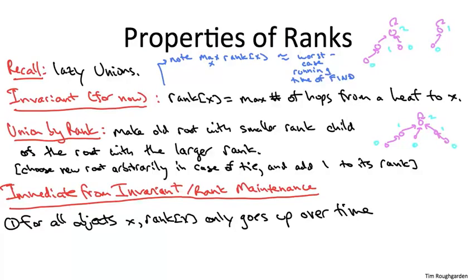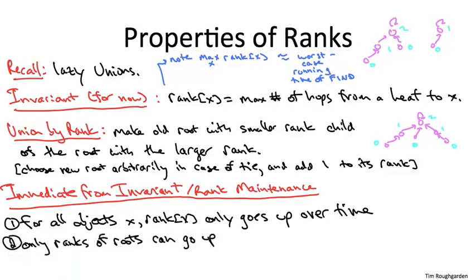How can it change? Well, when we do a find, we don't change anything. All the ranks stay the same. When we do a union, all the ranks stay the same. Well, except there is one case in the union where the rank of a single node gets bumped up by 1, gets increased. So ranks only go up over time for all of the objects. That's property 1.